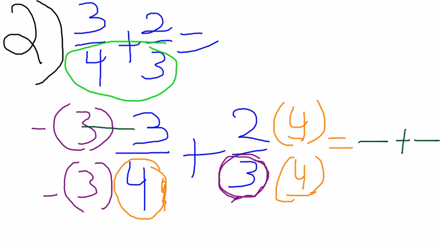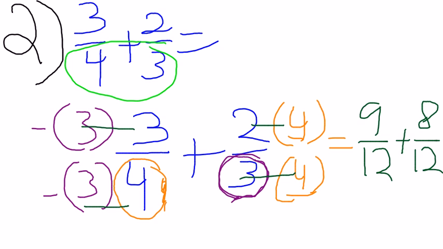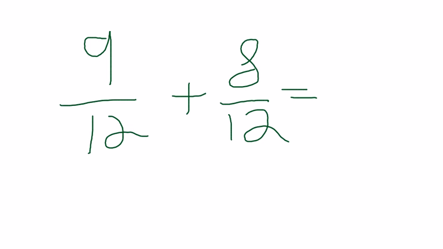So 3 times 3 is 9. 3 times 4 is 12. 2 times 4 is 8. 3 times 4 is 12. And see, now we've got a whole new set of fractions that we're going to add, and the bottoms are now the same. Which means we can solve it just like I did in the first problem.